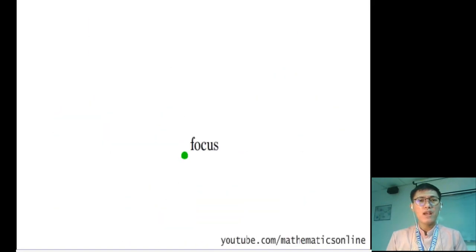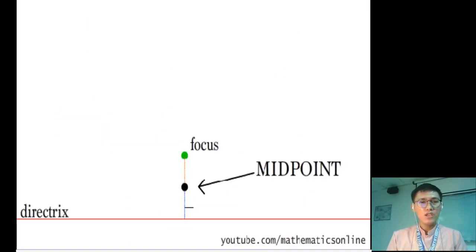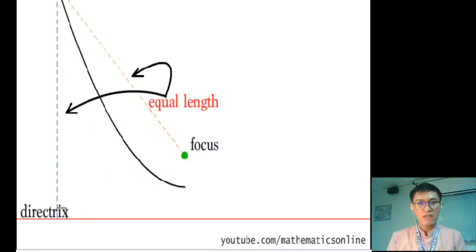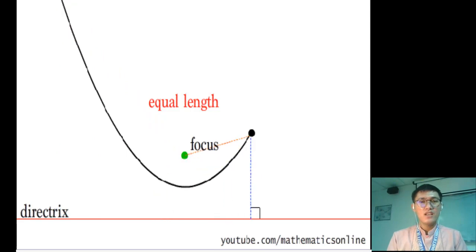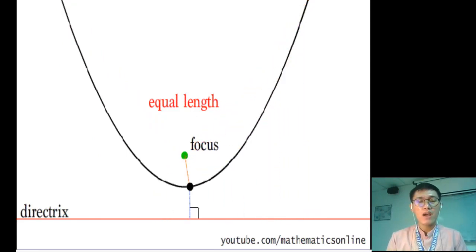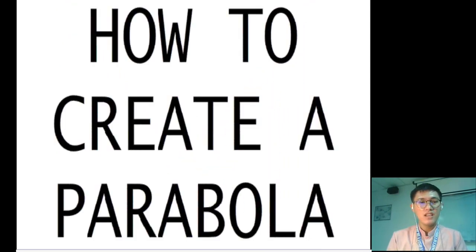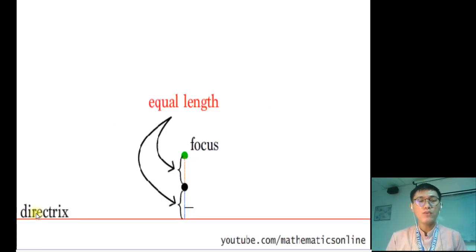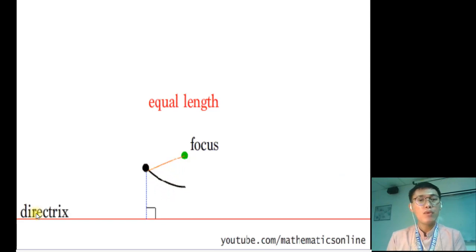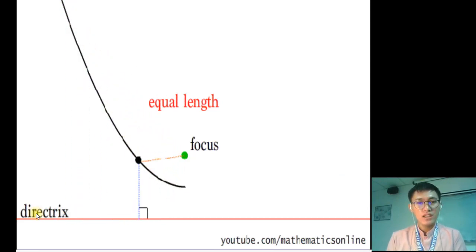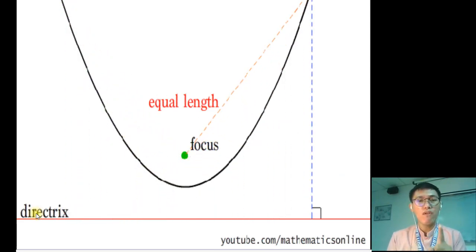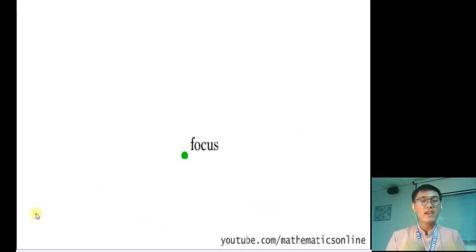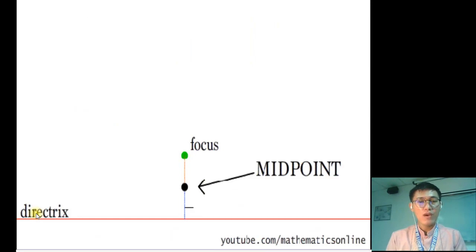How to create a parabola? To create a parabola, you just have to consider the focus and the directrix. The focus is inside the parabola, and the directrix is the opposite of the focus, and we have this midpoint. The midpoint is the vertex of the parabola. Note that the distance from the focus to any point on the parabola and from that point to the directrix is equal.